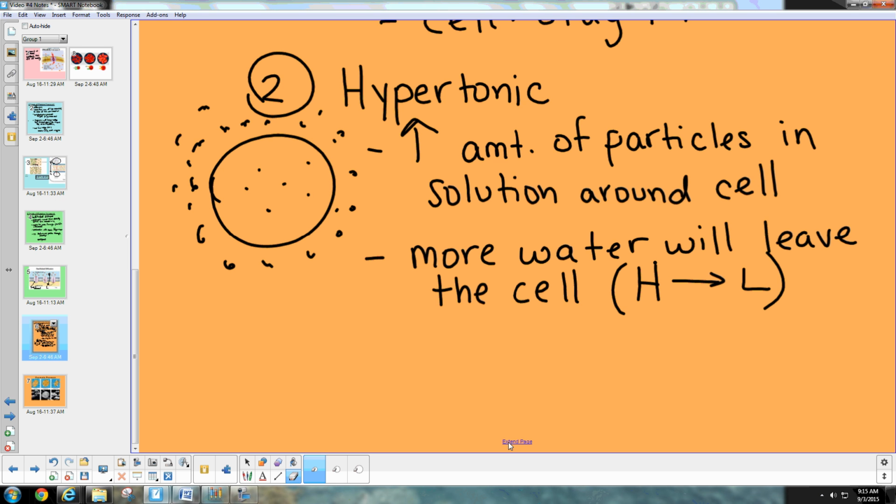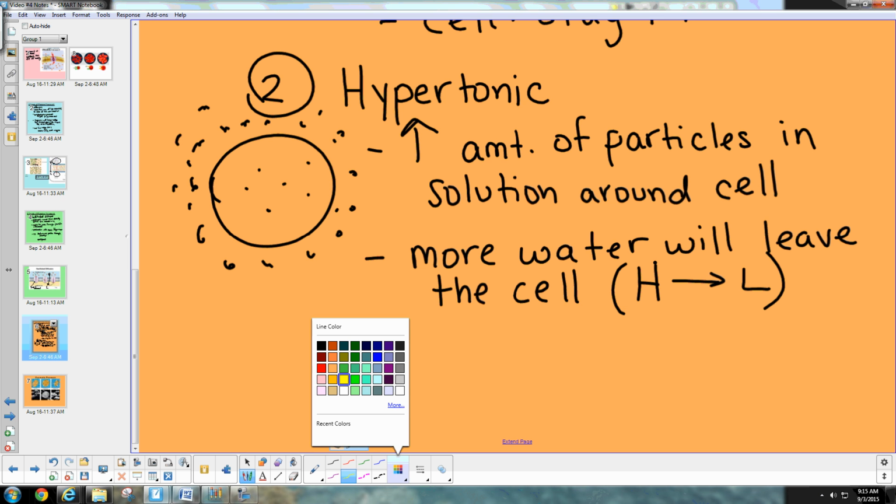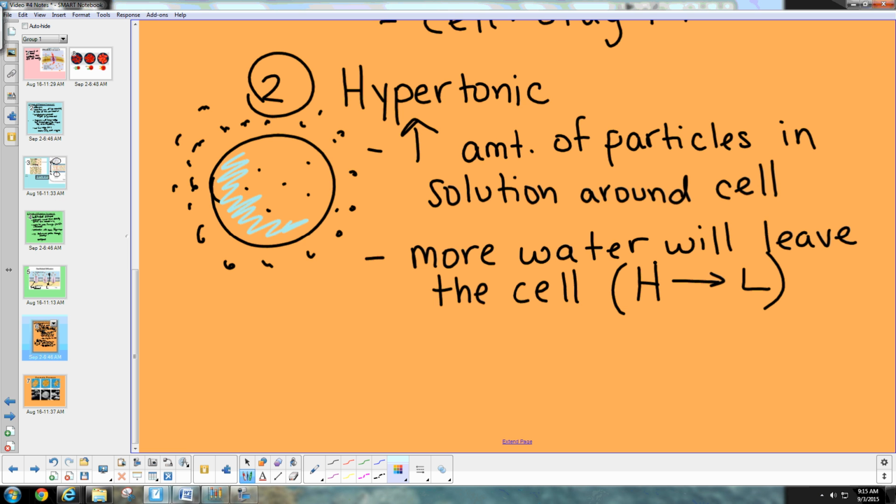Okay, but you got to think about it. If we don't have very many particles, I'm going to try and change the color to blue because blue is water. So we have a lot of water inside the cell, lots and lots of water, because there are not as many particles. And out here, we don't really have that much water because most of that space or area has these dissolved particles. So if we go from high to low amounts, this water is actually going to leave the cell because osmosis means water is traveling from the higher amounts to the lower amounts.